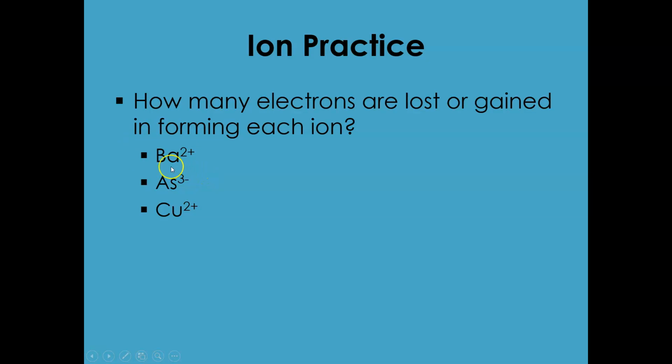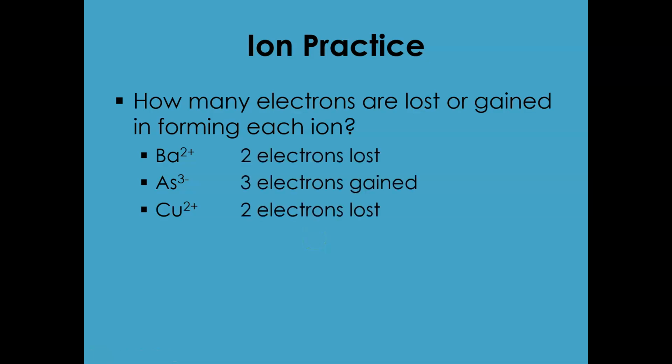This is the arsenide anion. It has a charge of -3. This is the copper-2 cation. It has a charge of +2. So if you'd like, you can just pause the video, take a look at these, and ask yourself, how many electrons were gained or lost to form these ions?